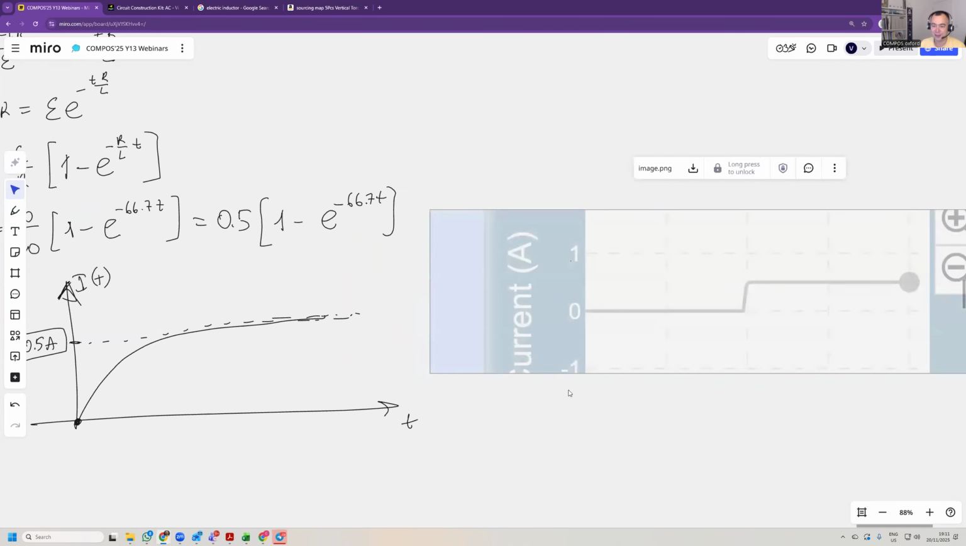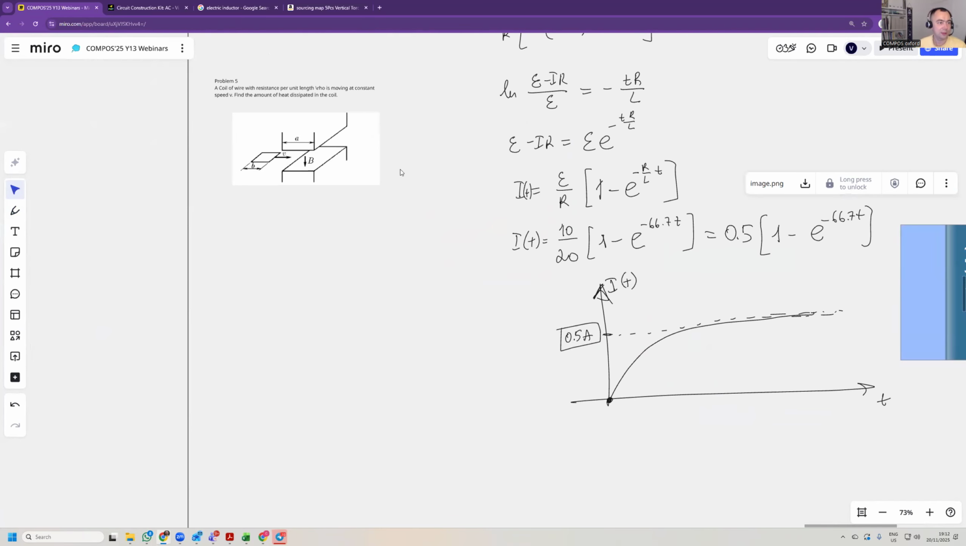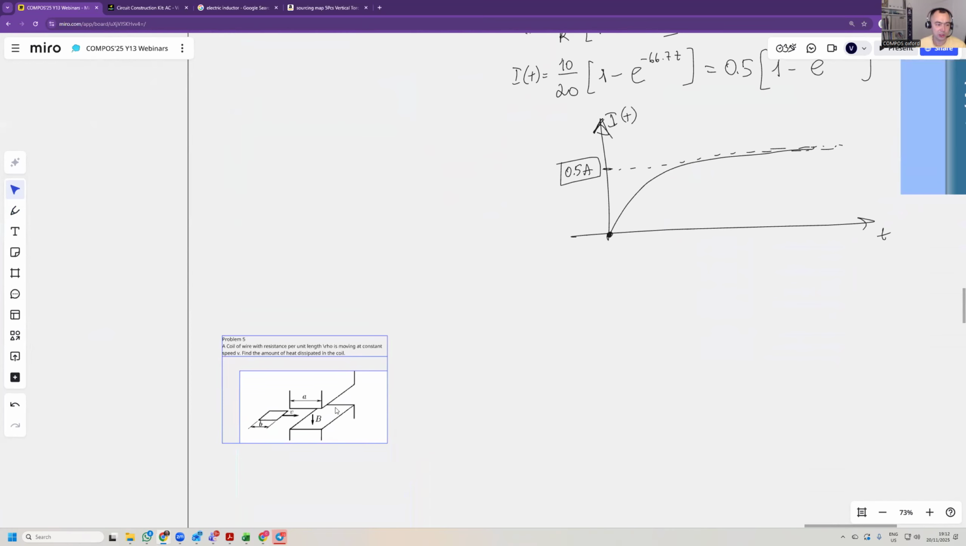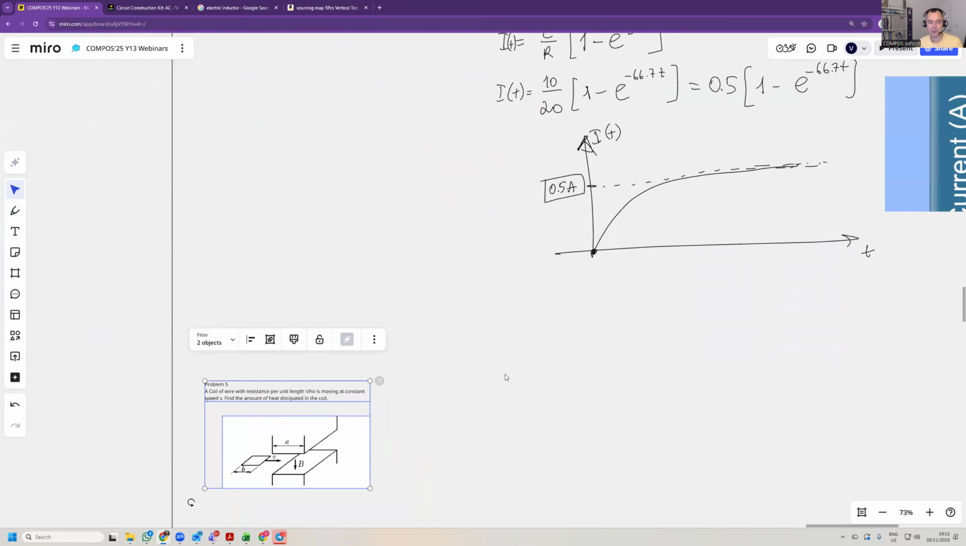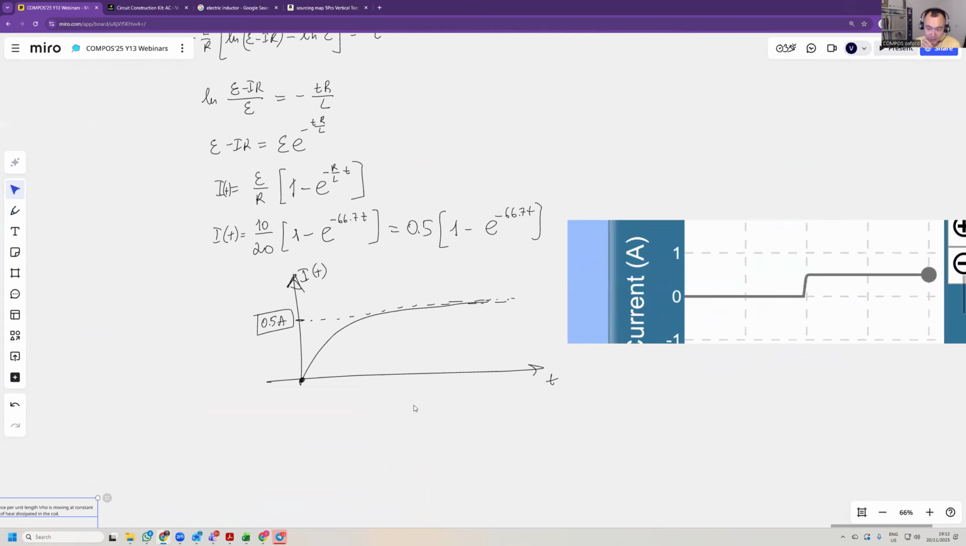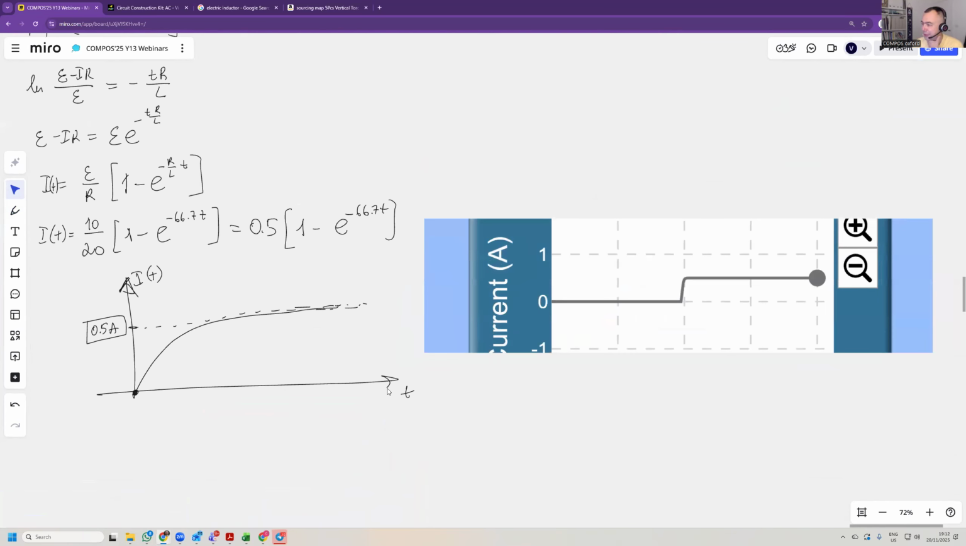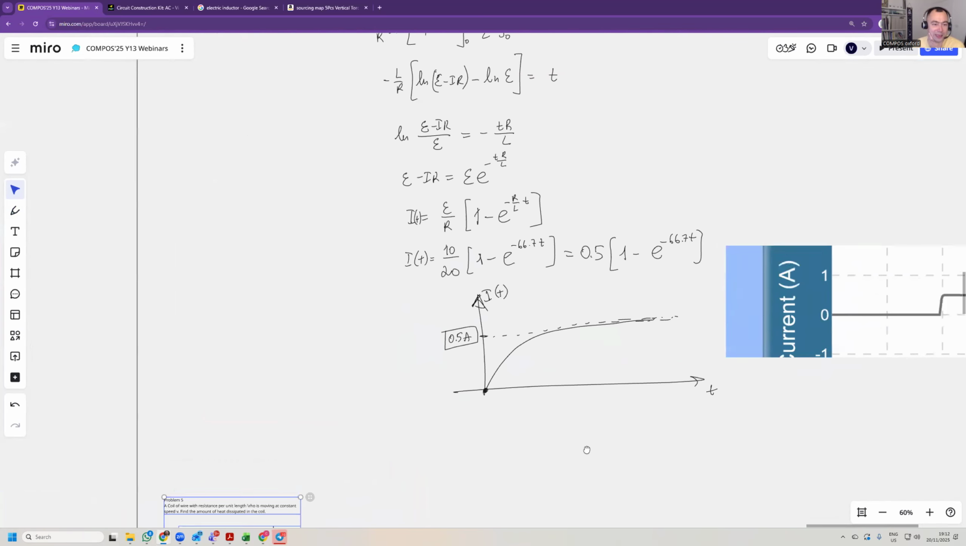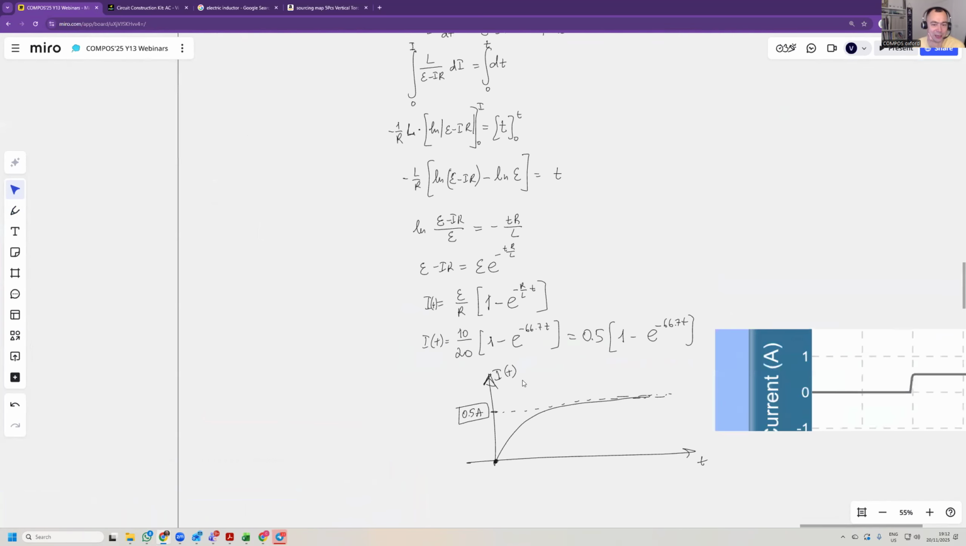I don't think I'll do question 5. It's a bit too much detail in there, and I think I've done a very similar question before. So I think I'll stop here. I hope that was useful. I hope that makes sense.